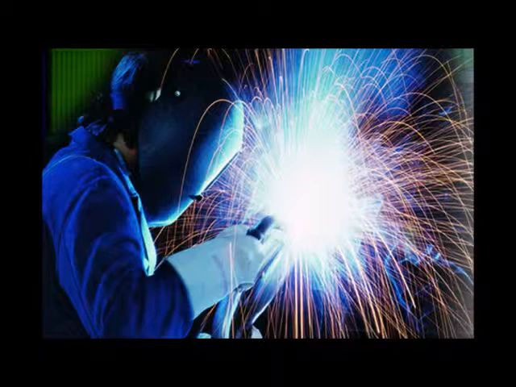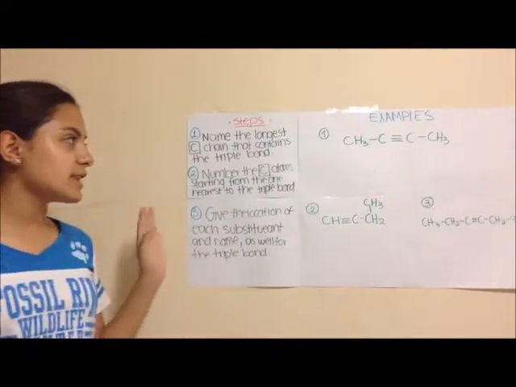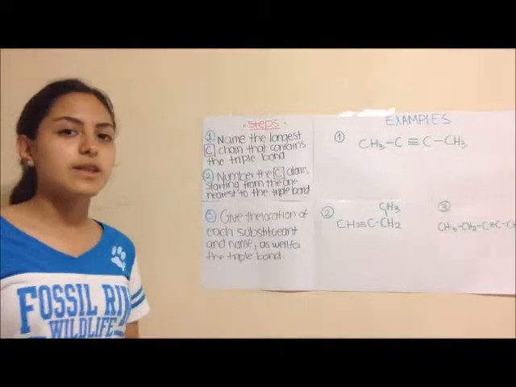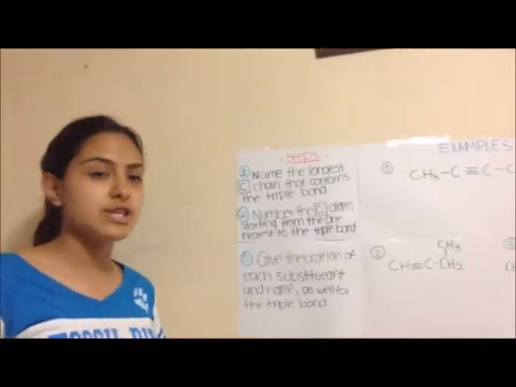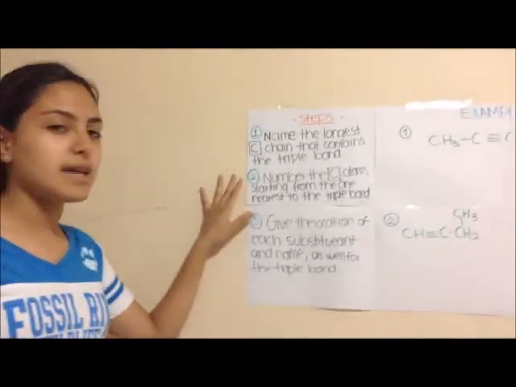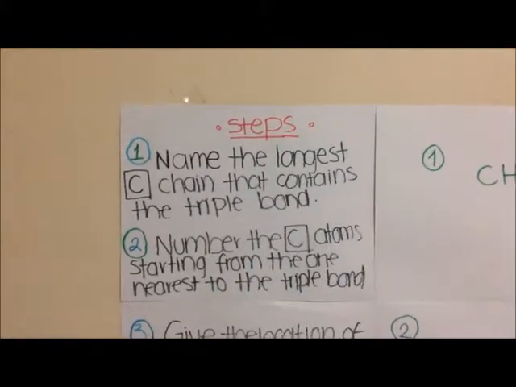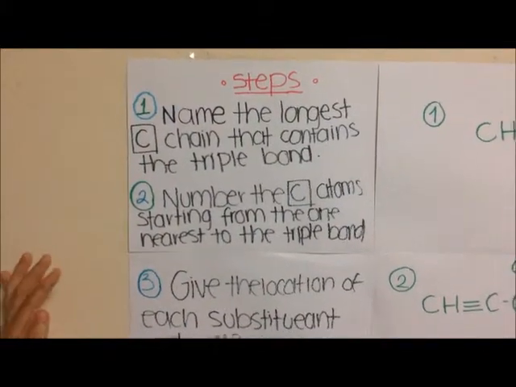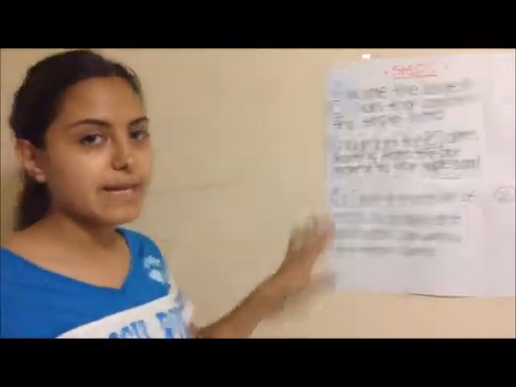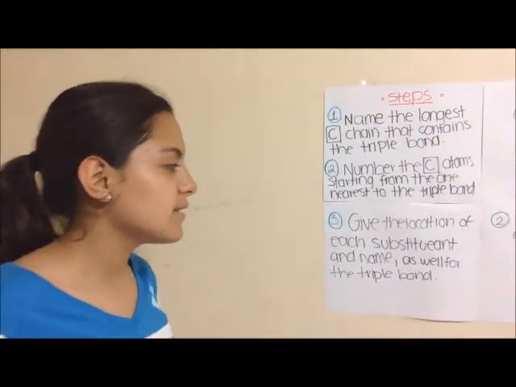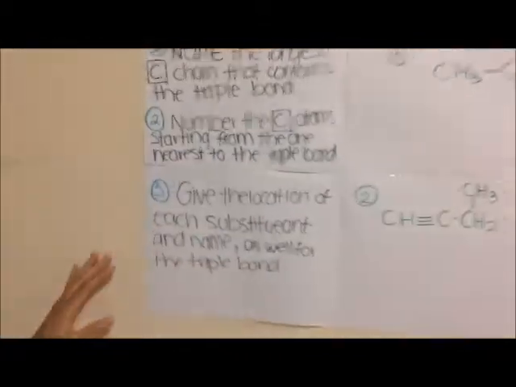There are some easy steps to follow in order to name an alkyne based on the IUPAC rules. The first step is name the longest carbon chain that contains a triple bond. The second step is number the atoms starting from the one nearest to the triple bond. The third and final step is give the location and the name for each substituent as well as the location and the name for the triple bond.